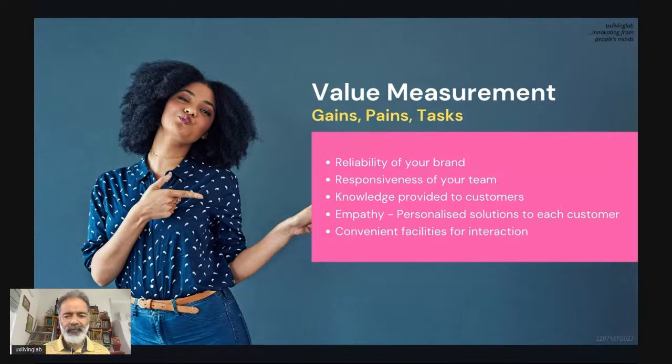What are the gains, which connect to gain creators? What are the pains, which connect to pain relievers? The tasks, which connect to the daily tasks the customer has to execute. Okay, by looking at these three things, what are you measuring? Actually, you are measuring the reliability of your brand: what is the level of trust the customer has in your brand? Trust always comes when we keep our words, and that's mainly about reliability, whether the product gives what they promise.